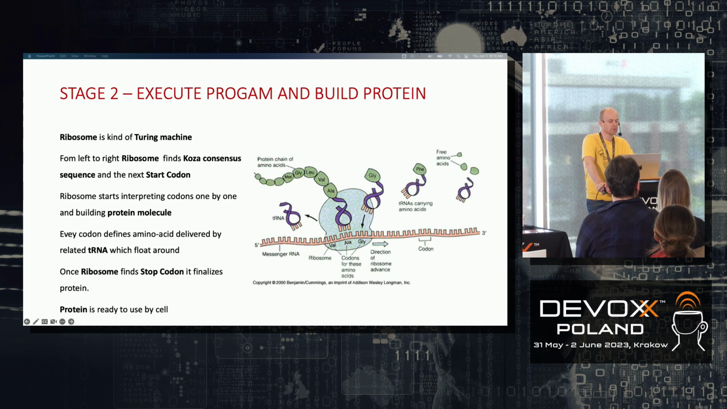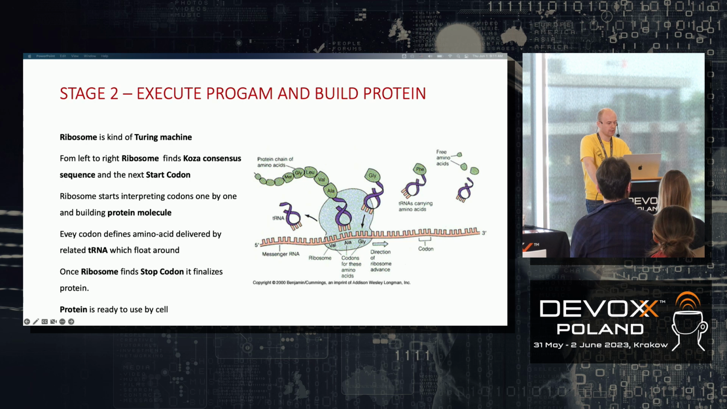So what is the ribosome actually doing? Again, now we have a binary file, we need to parse it. So the ribosome parses it. It tries to find the Kozak consensus sequence and the start codon. Thanks to chemical reactions, it tries to immediately find those sequences, our magic bytes on our mRNA, and start interpreting them. So now the ribosome has to execute our application and build protein.